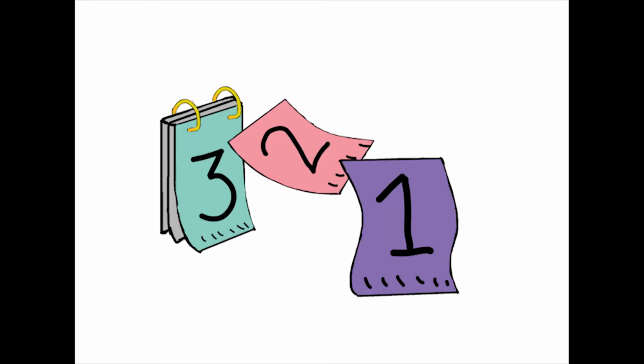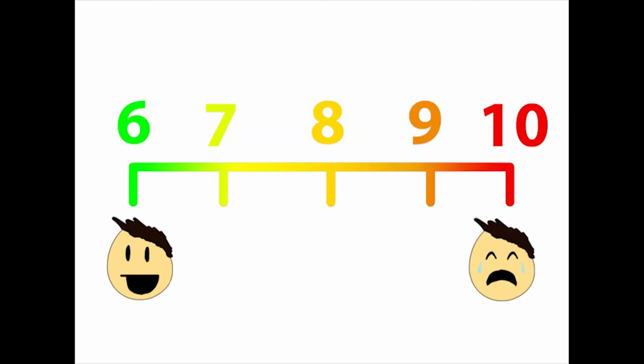Next is your A1C. This is an estimate of your average blood sugar over the past 3 months and shows how well you've been doing in keeping your blood sugar under control.